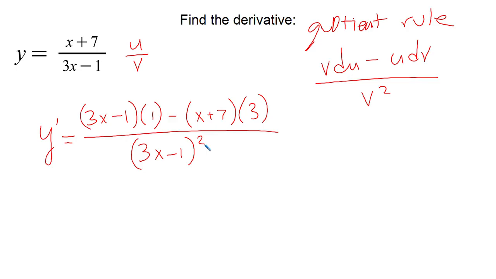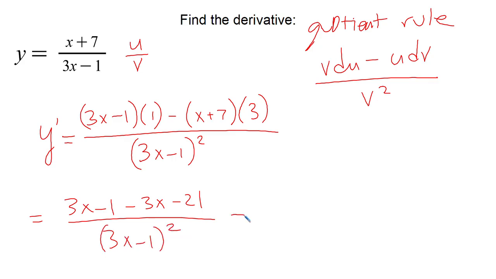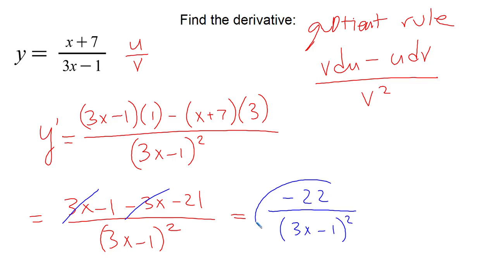Our denominator squared. And so now we should just be able to simplify this down. We have 3x minus 1, and then as we distribute the minus sign and the 3, we'll get minus 3x minus 21 in our numerator there. And the denominator still got 3x minus 1 squared. We should see that minus 3x and 3x cancel out. Negative 1 minus 21 ought to be negative 22 all over 3x minus 1 squared.